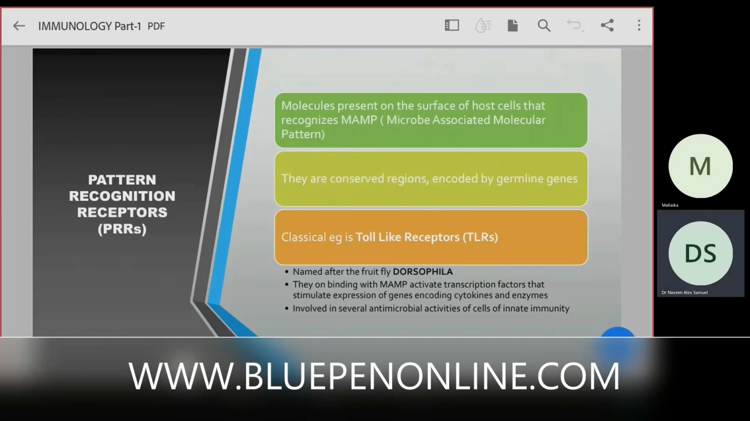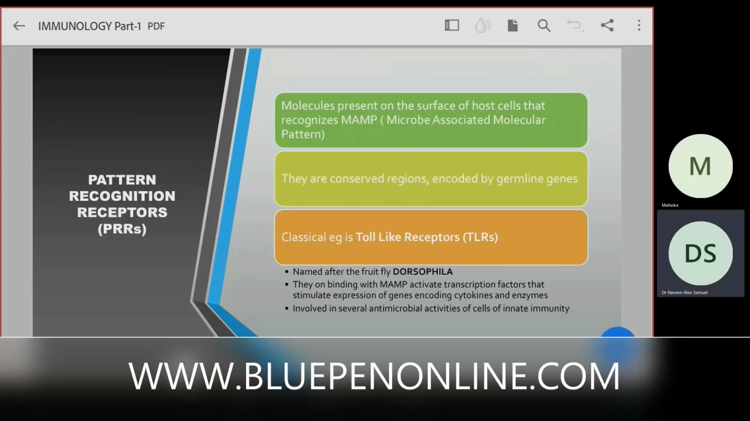Then, as I mentioned about pattern recognition receptors, this is a bit important. They might ask, what are pattern recognition receptors? These are molecules present on the surface of host cells that recognize the microbe-associated molecular patterns, which are present on the antigen. They are conserved regions encoded by germline genes. You know what germline genes are? They are the genes present since birth, during embryology itself. The classical example is toll-like receptors.